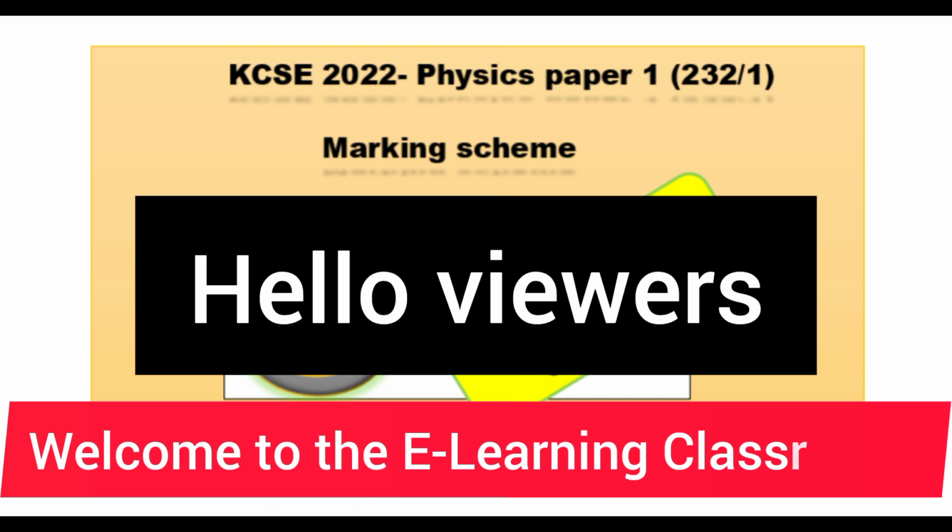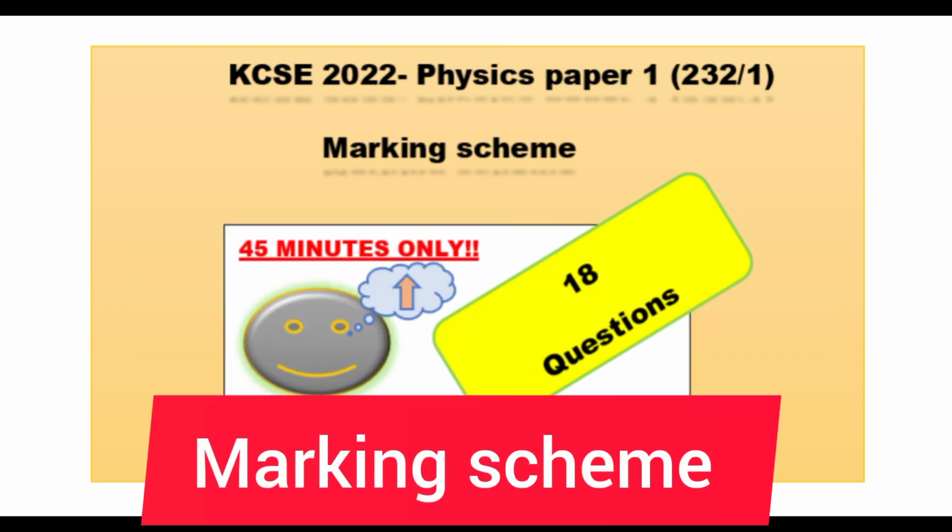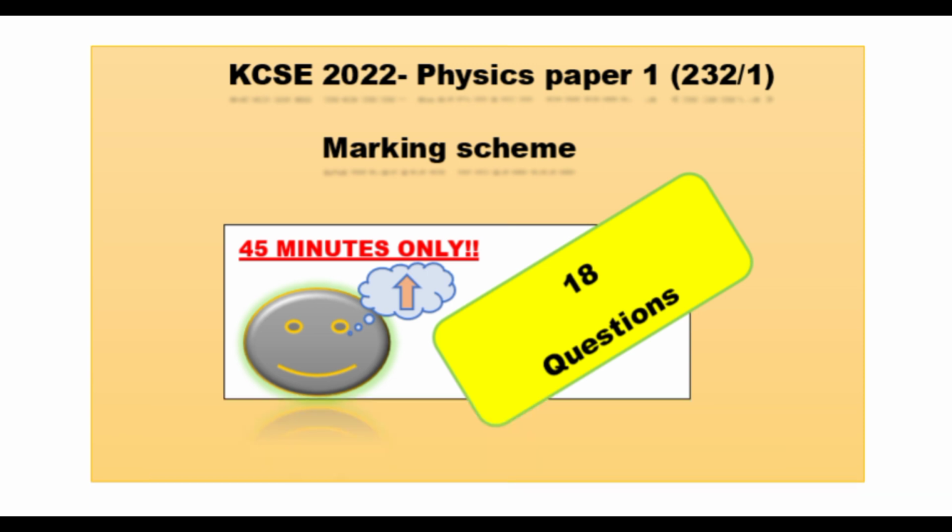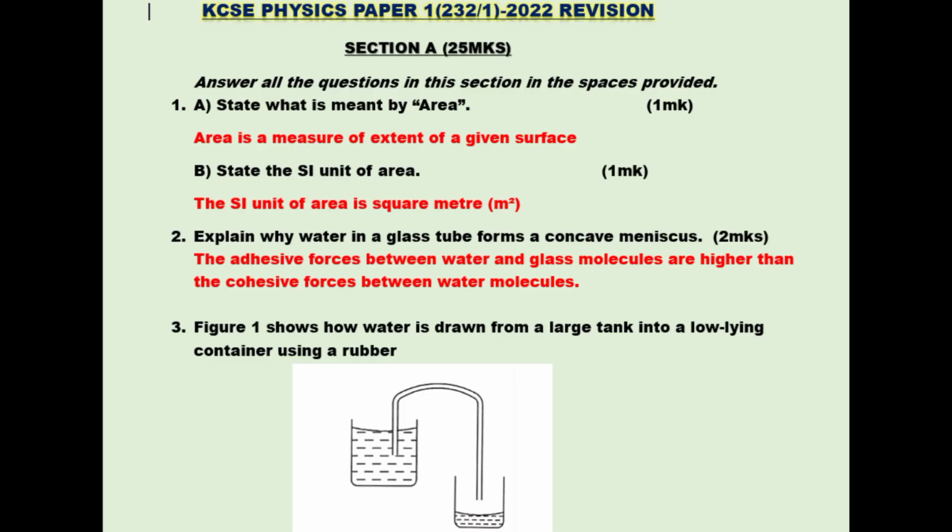So today we'll be covering KCSE 2022 Physics paper 1. We'll be looking at the marking scheme of 2022 Physics paper 1. So let's start with section A. We can look at the first question in section A.